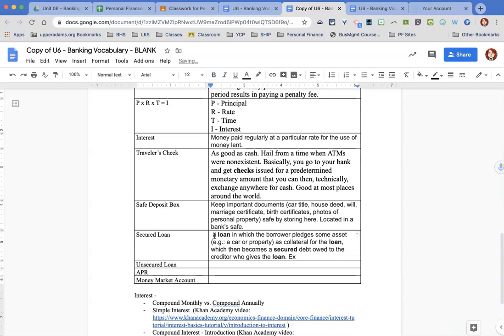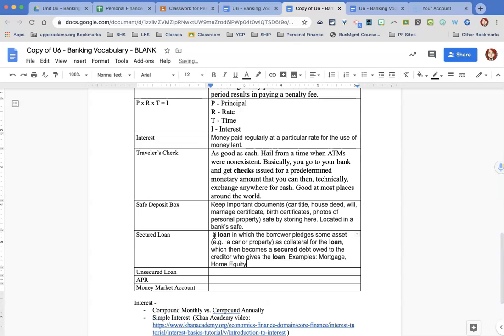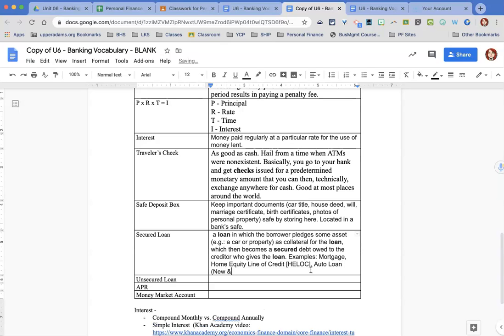Some examples of secured loans would be your mortgage and your home equity line of credit. Some people call these HELOCs. If you ever hear somebody calling something a HELOC, it's a home equity line of credit. Another example is an auto loan for either new or used cars, maybe a boat loan. Those are secured by collateral. So earlier, when I was talking about using my car as collateral for a loan from a bank, it would have been a secured loan.